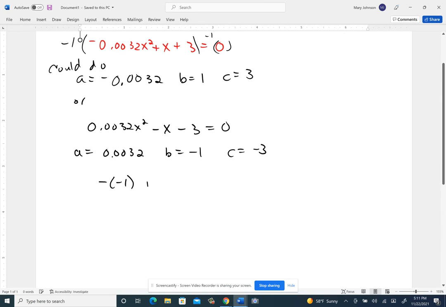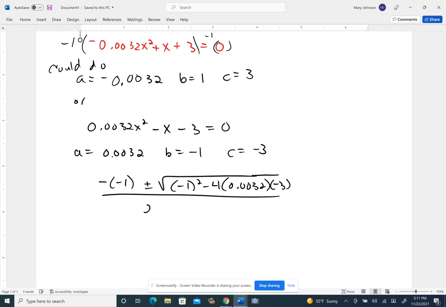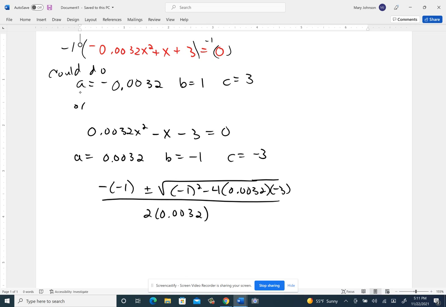So I'm going to put in -1 for B. I'm going to square that. I'm going to do -4 times the A times the C, all of that divided by 2 times the A. You know, thinking about it a little more though, since we're going to be doing a decimal approximation, when you're doing application problems, you typically just approximate your answer. You don't actually have to simplify the square root. So really it would be just as easy if you had used A equals -0.0032, B equals 1, C equals 3. So I kind of take that back. I think you could have done that really just as easily.